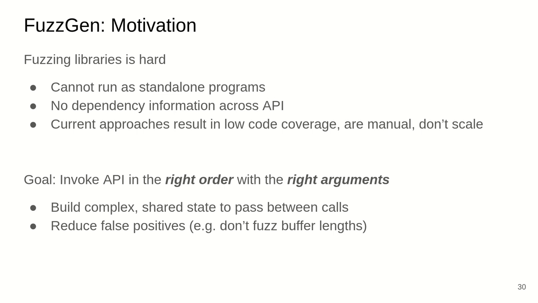So there's a need to build complex shared state to pass between calls. For example, if I look at OpenSSL, there's a very complex struct that is created initially and then filled with additional information through a lot of individual calls into the library. If the calls are not in the right order, it will simply fail. And this is a bug in the fuzz driver and not a bug in the library. So we have to reduce these false positives that would then trigger these wrong faults.